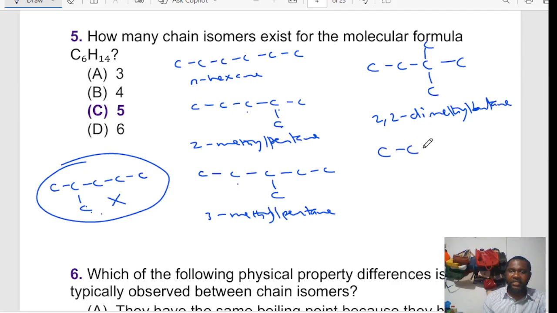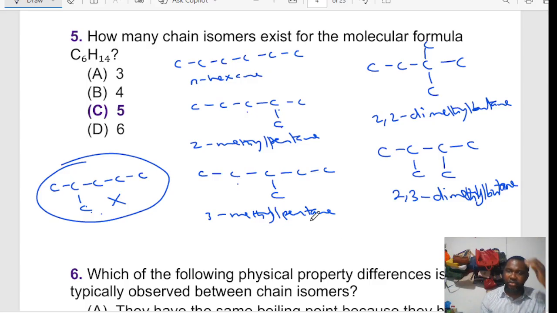Then I can still do 1, 2, 3, 4. Then maybe 1 here and 1 here. Okay, so this one here is simply 2,3-dimethylbutane. Okay, this one is 2,3-dimethylbutane. This one makes a lot of sense. Okay, so at position 2 and position 3. Are you with me? Now let's see.